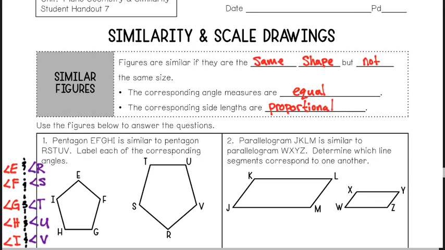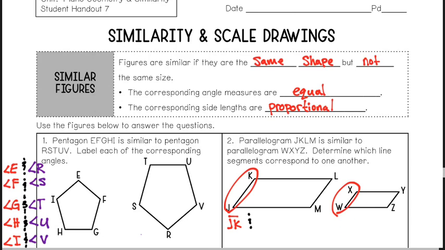So if I look at number 2, it says a parallelogram JKLM is similar to the parallelogram WXYZ. We need to determine which line segments correspond to one another. So I look at this one and I can see, hey, they're the same shape and they're in the same direction. So I'm going to go ahead and start my first one here. I'm going to look and notice that if I take this line segment JK, and that's why we have this little dash above it, that means line segment. So the line segment JK, right there, which one matches the line segment JK on this parallelogram? If we look at it, it's on the left side, and these are not flipped or rotated, so it would have to be WX that matches that.